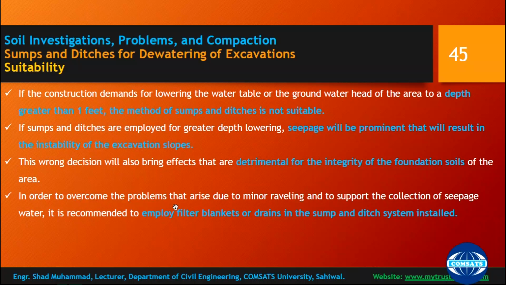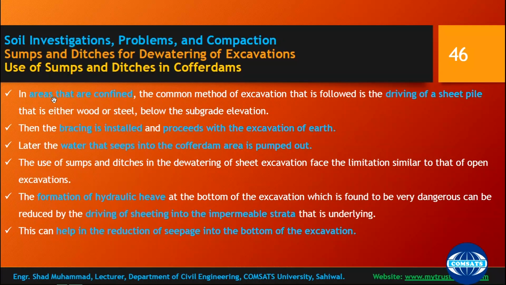In order to overcome the problems that arise due to minor raveling and to support the collection of seepage water, it is recommended to employ filter blankets or drains in the sump and ditch system installed. So minor raveling you can prevent by providing filter blankets over the surface or drainage in the sump and ditch system.